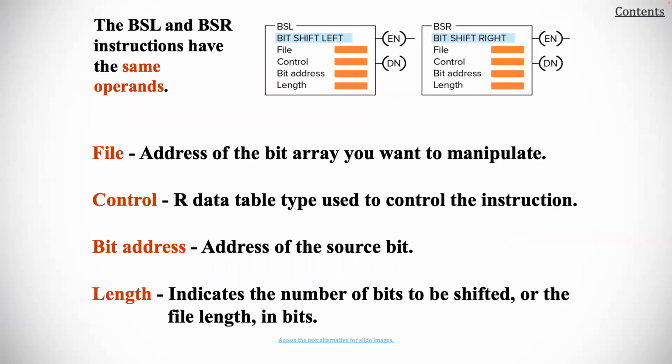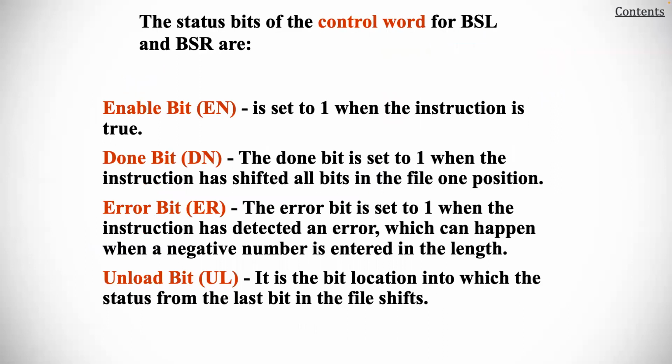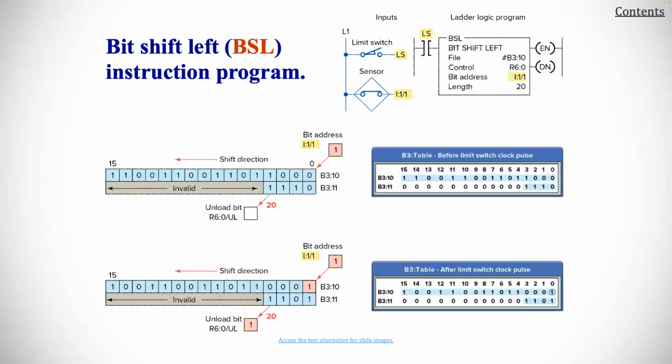BSL and BSR instructions have the same operations. You have a file, control, bit address, and length. Those are all the things that you would be programming. The status bits of the control word for the BSL and the BSR are the enable bit, the done bit, the error bit, and the unload bit. And you can look those over in more detail.